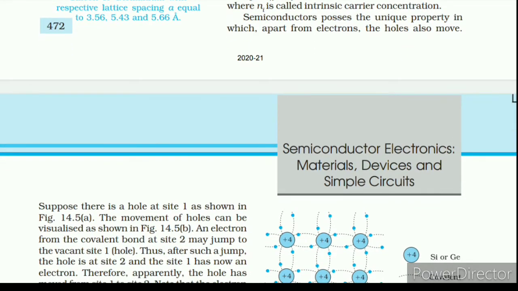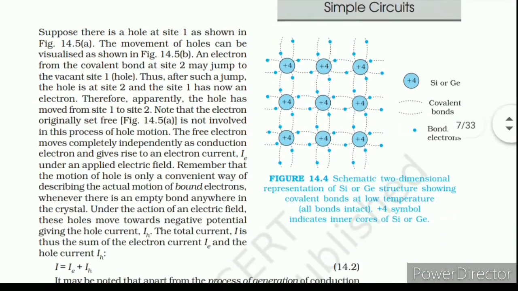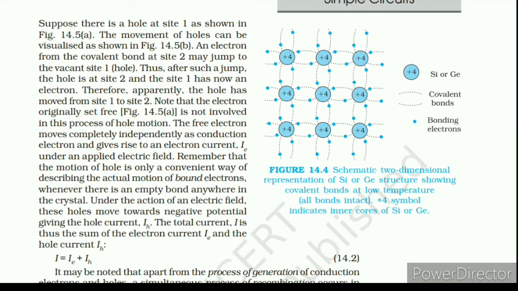It may be noted that apart from the process of generation of conduction electrons and holes, a simultaneous process of recombination occurs in which electrons recombine with the holes. At equilibrium, the rate of generation is equal to the rate of recombination of charge carriers. The recombination occurs due to an electron colliding with a hole.